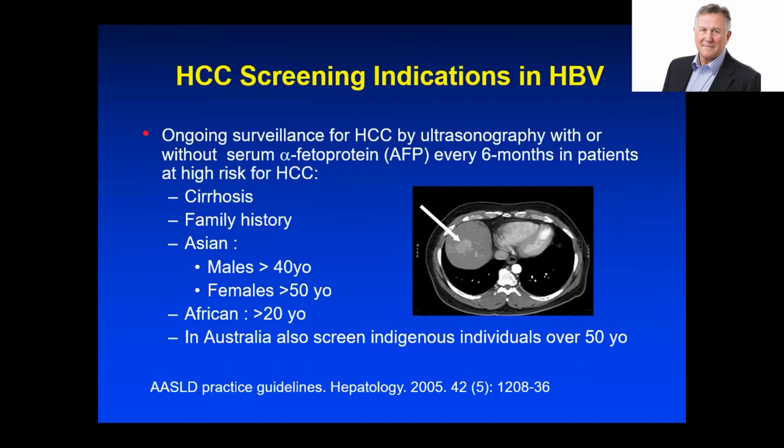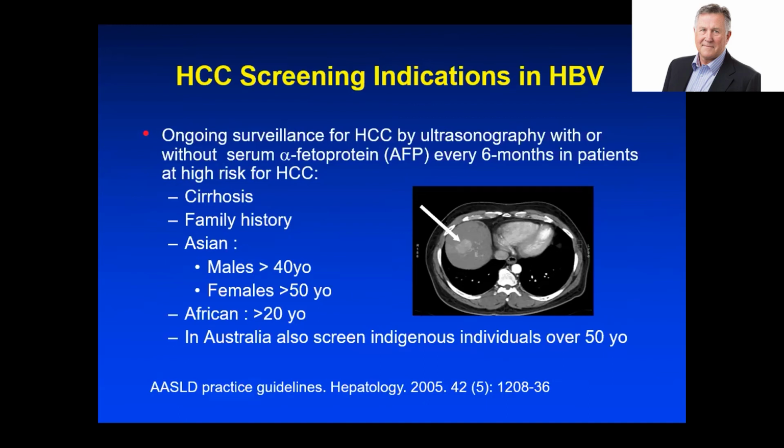So who do we screen? We screen all patients with cirrhosis. We'll screen anyone with a first order family history, so brothers, sisters, father, mother. And then it depends on your ethnicity and age. So in Asian people, we screen all males over the age of 40, females over the age of 50, and in African individuals, it's anyone over the age of 20, because people from Africa have a higher rate and earlier onset of HCC. And in Australia, we're also screening Indigenous individuals over the age of 50 because their rate of HCC goes up. And this is probably one of the worst things that all of us do.